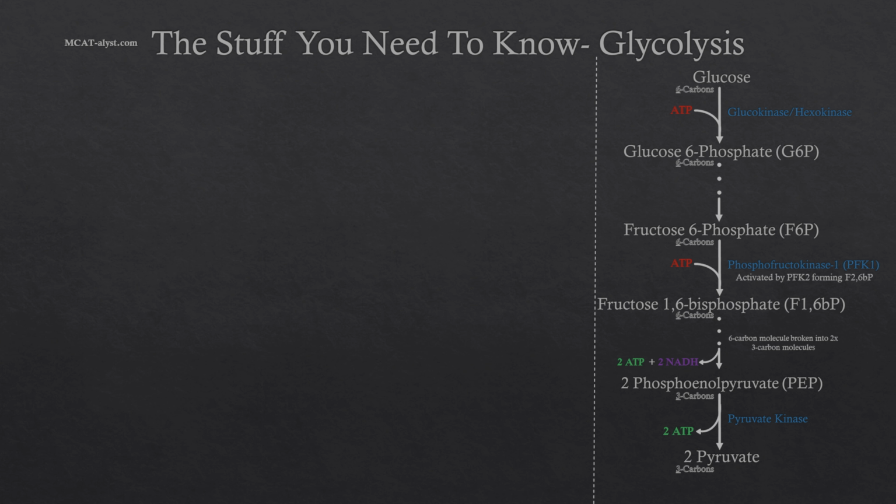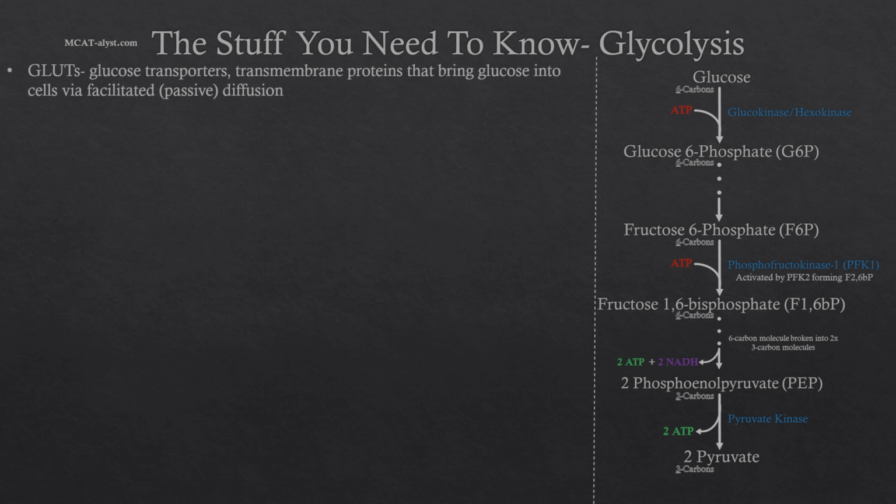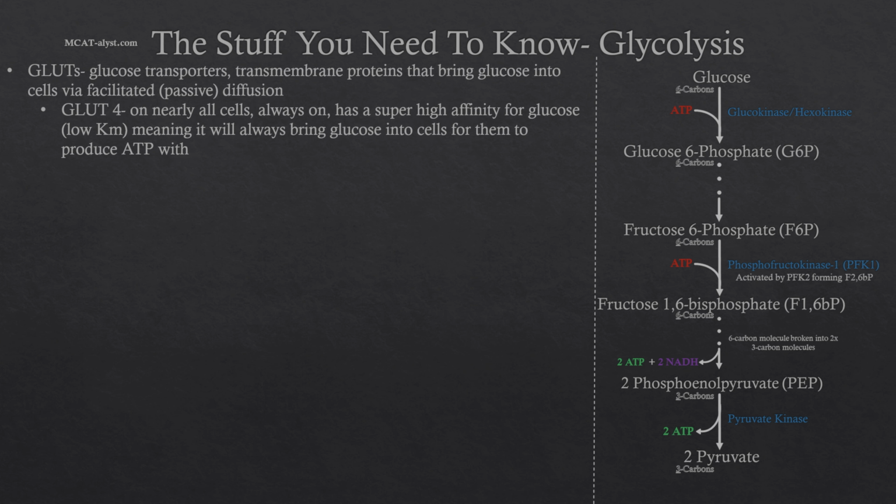So for glycolysis, it's important to note, again, starting off with those glucose transporters, these are the proteins that are going to be shipping glucose into the cells via a process called facilitated diffusion. It's a passive form of diffusion. The first glucose transporter that you need to know a little bit about is GLUT4. This is going to be present on pretty much all of our cells throughout our entire body. So it's always going to be on, and it has a super high affinity for glucose.